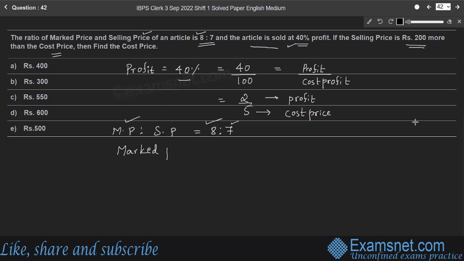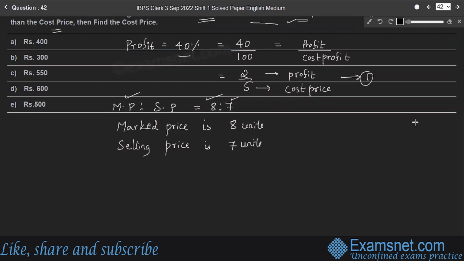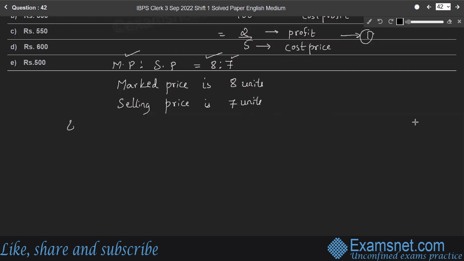So market price is 8 units, whereas selling price is 7 units. Let us consider this as equation 1. And by equation 1, cost price is 5 units.